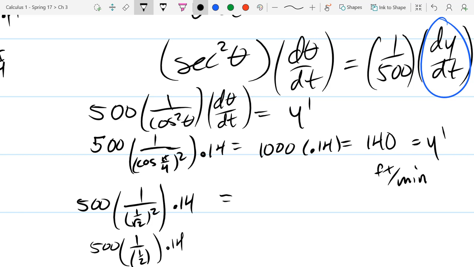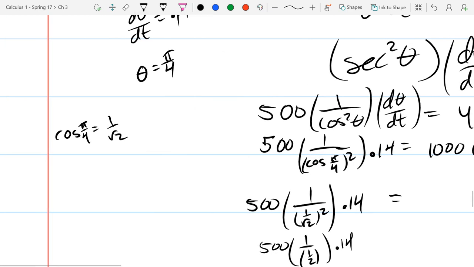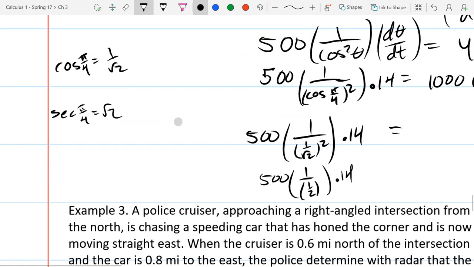And then secant is 1 over cosine. So I just made that swap. I could have left it in secant, but I'm not terribly great at secant. So I have the first three trig functions. Those are the ones that I work with. So I just avoid secants by writing in 1 over cosines. You could have just written secant pi over 4 is square root 2 and went that way. And then you just square that and you get 2. That would have worked just as well.